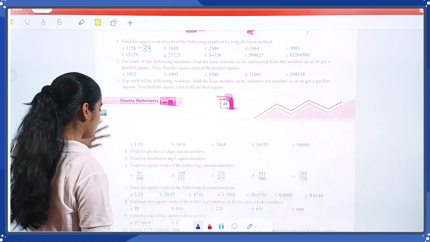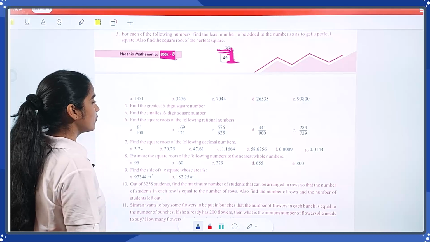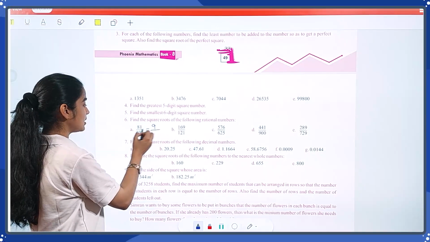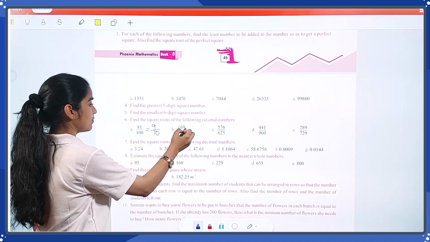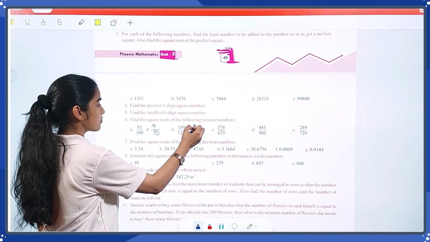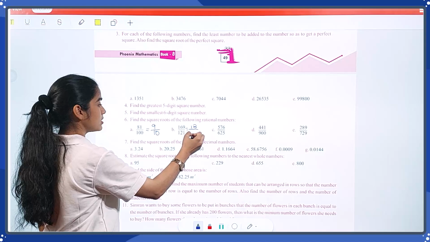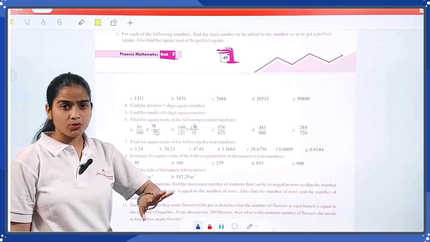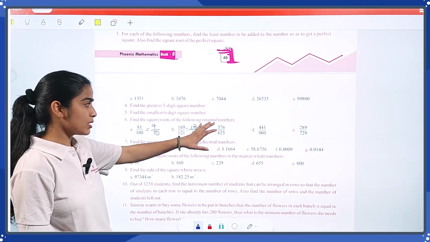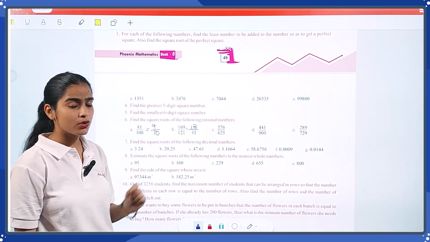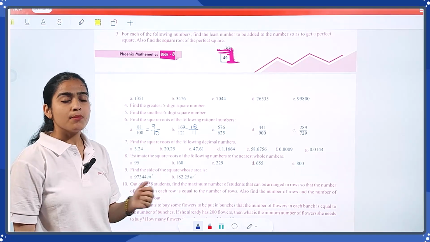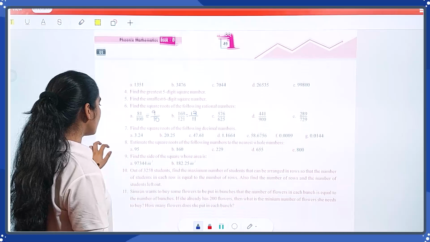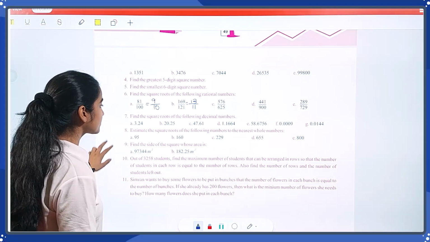Okay. Next we have to find the square roots of the following rational numbers. So 81 is the square root of 9 and 100 is the square root of 10, 169 is the square root of 13 and 121 is 11. So what you have to do, now it's totally up to you. If you want to take the prime factorization method to find the square root of these numbers, you can opt for that method, or if you want to take the long division method, that is totally up to you. Now find the square roots of the following decimals.